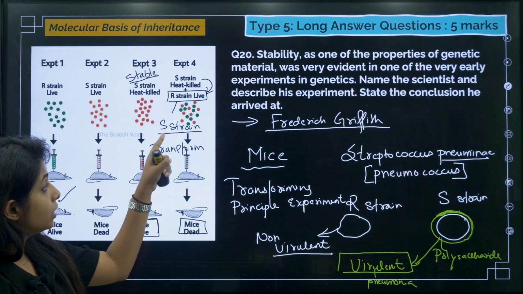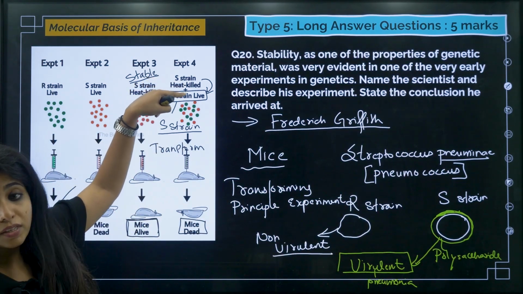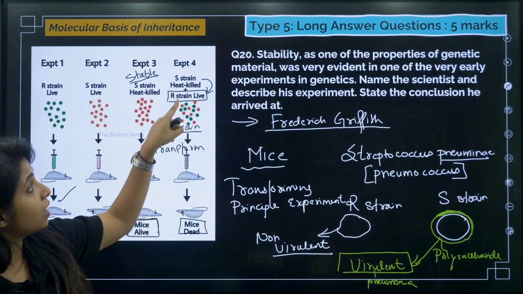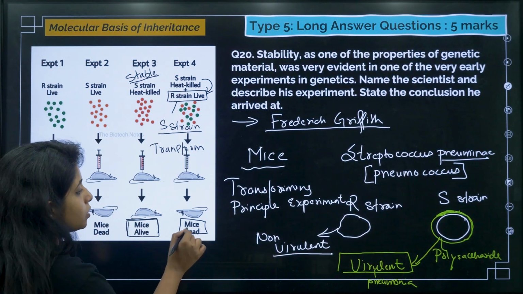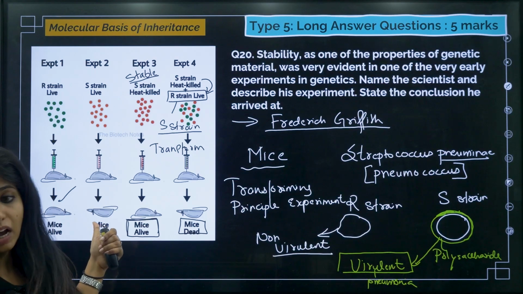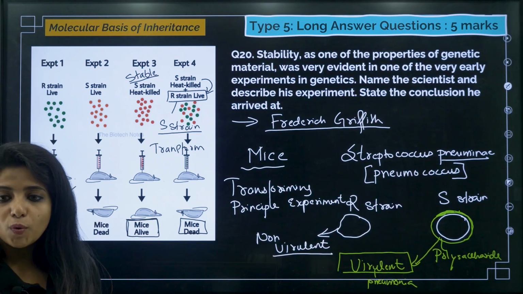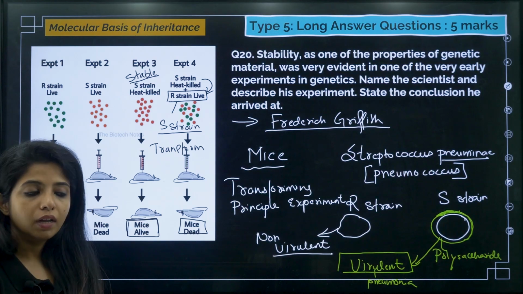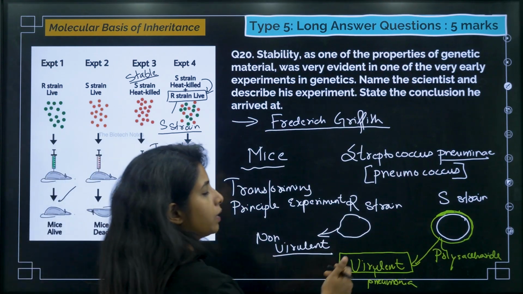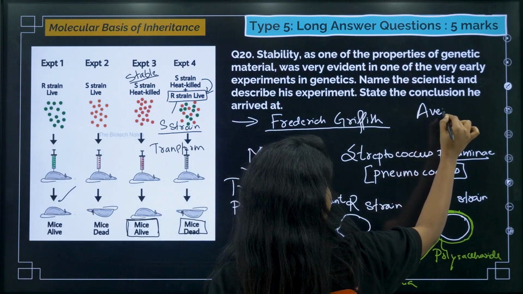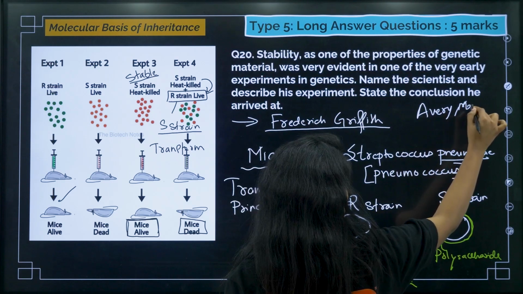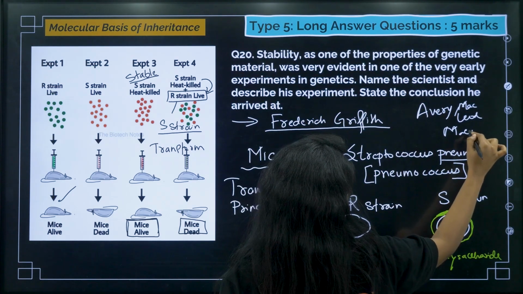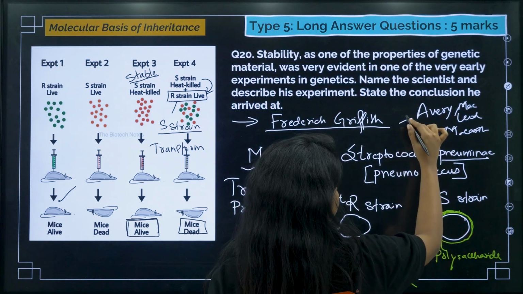Here he saw that the S strain was giving something to the R strain, and that something was making the R strain transform into S strain, which is why this particular mice is dying, just like it was dying over here. What was that something, children? Even though he was not able to find it out, lots of other people came into play: Avery, MacLeod, McCarthy, all of them came into play.